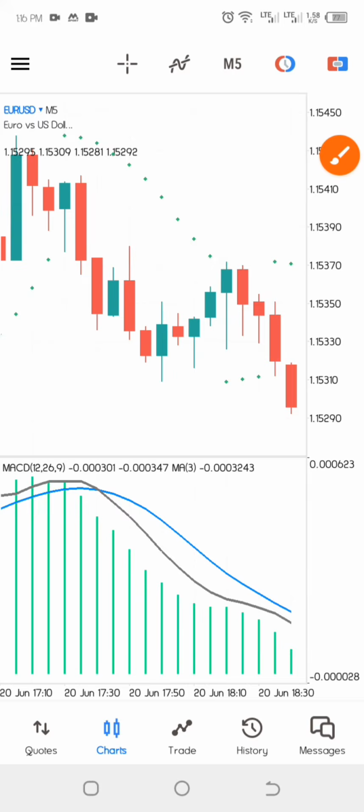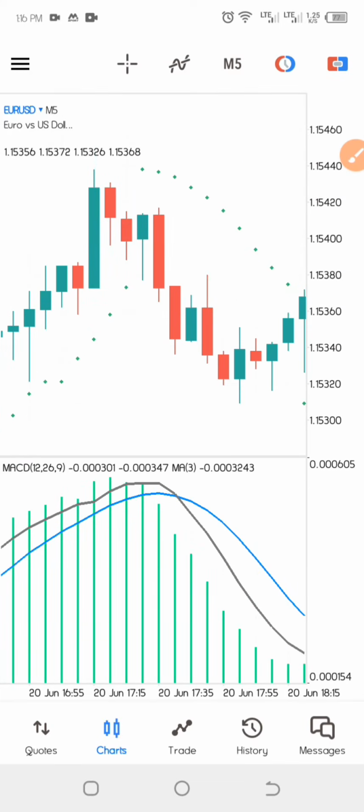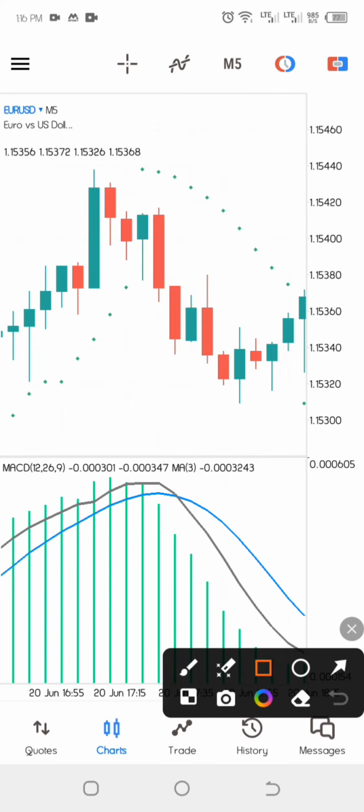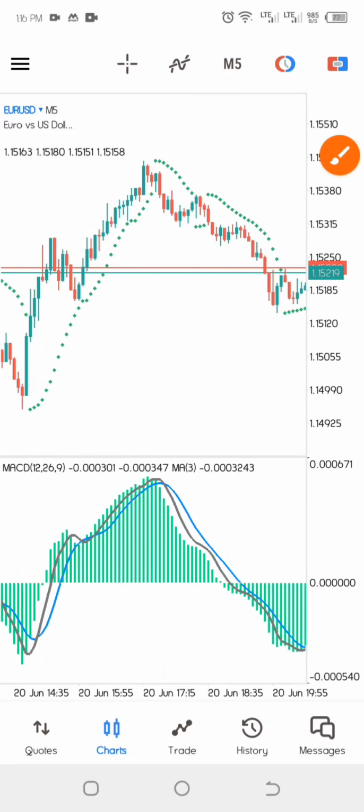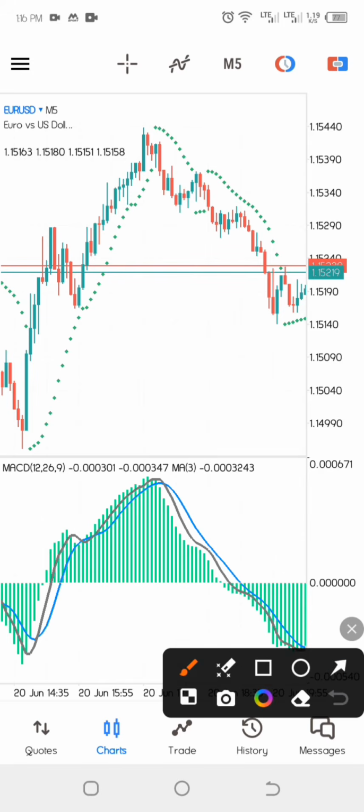Now talking about this dot, whenever you want to take a trade right here, after you confirm your entries on the MACD, then you look into your main chart and see what the parabolic SAR is doing on your main chart. What you want to see in your main chart is that the parabolic SAR is at the top of the price. It's at the top of the candles, at the top of the price action. So when the parabolic SAR is at the top of the price action, then we are going to be looking for a sell.